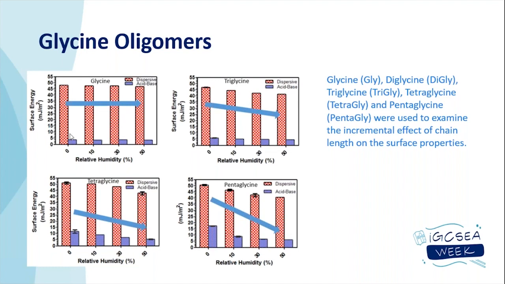And I forgot to note that's not surprising, because as we go from the glycine to the triglycine to the tetra to the penta, we can see that the acid-base contribution, sometimes called the polar contribution to the surface energy, increases as we increase this chain length. So the surfaces are getting more and more polar as we go up in glycine chain length. And this increased surface polarity then shows a much stronger dependence on the relative humidity. So water is playing a major role in the surface properties of these materials when they become more and more polar.